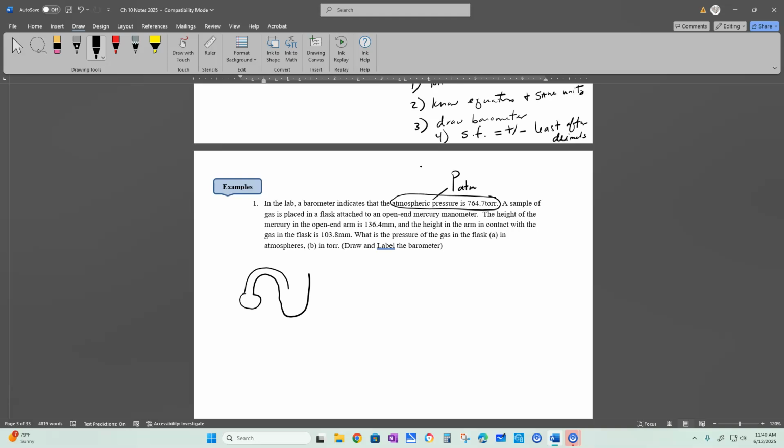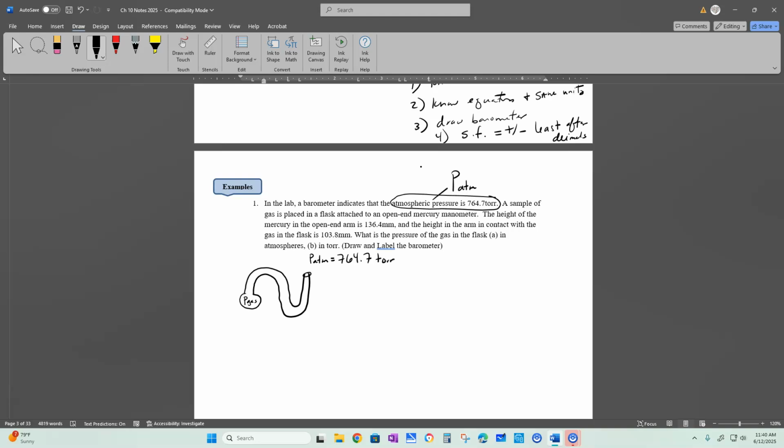So we have to figure out what the scenario looks like with that mercury. I know this is my pressure of my gas, and I know that's PATM, which they just told me was 764.7 torr. Now torr is another pressure unit. Like I said, I'm going to get to all the different units, but that's just another pressure.